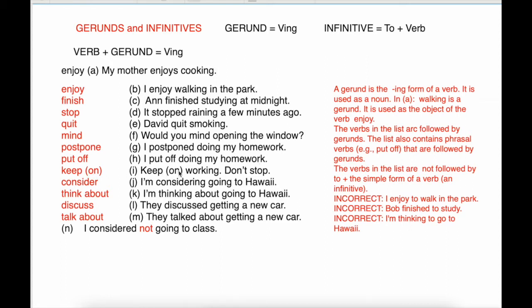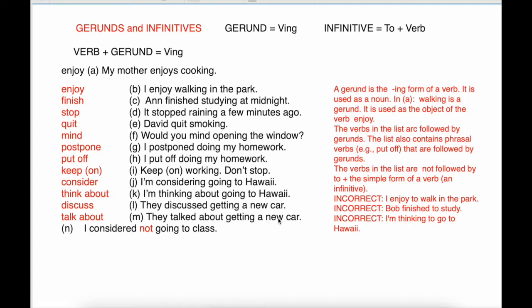Keep, sometimes we use keep plus -ing, sometimes keep on plus verb -ing, that is a gerund. Keep on working, don't stop. Consider, I'm considering going to Hawaii. Consider means think. Verb plus -ing, think about. I'm thinking about going to Hawaii. Both sentences have the same meaning. Discuss, they discussed getting a new car. Verb plus -ing. Talk about, they talked about getting a new car.